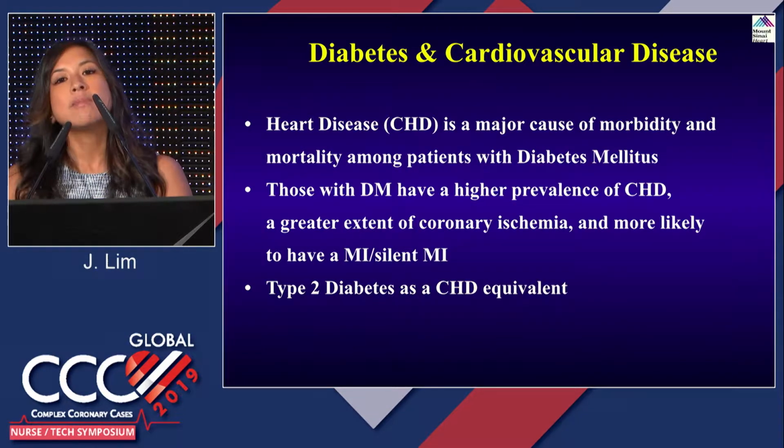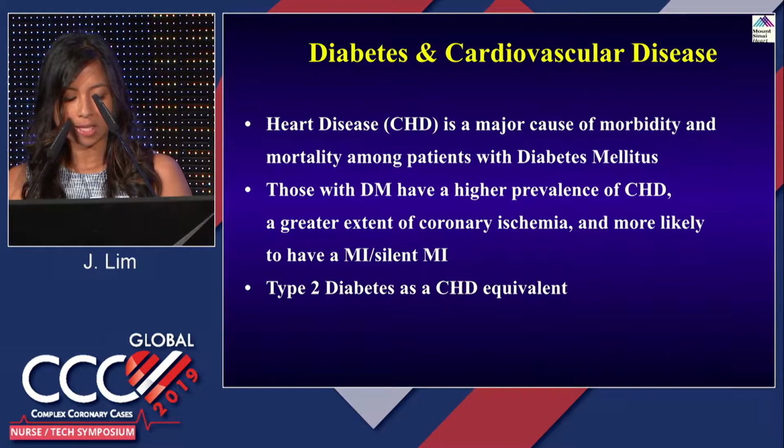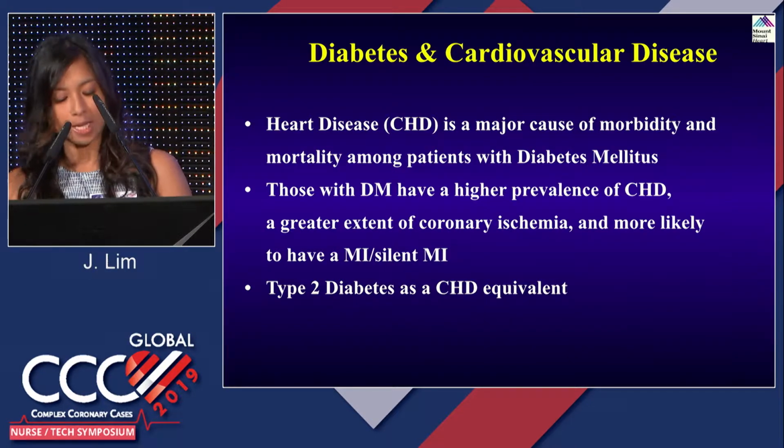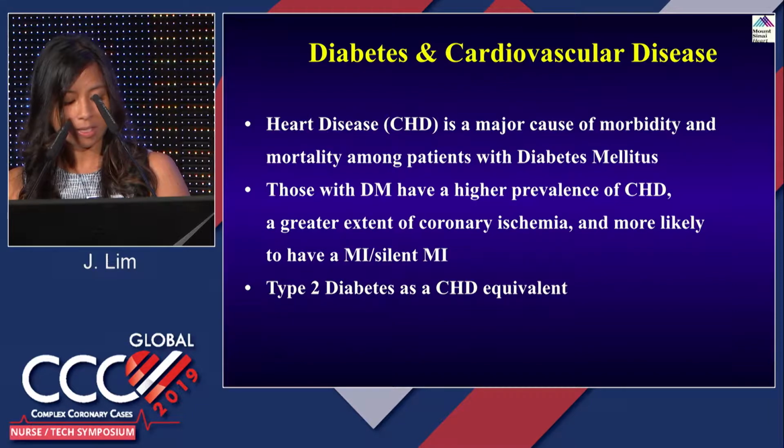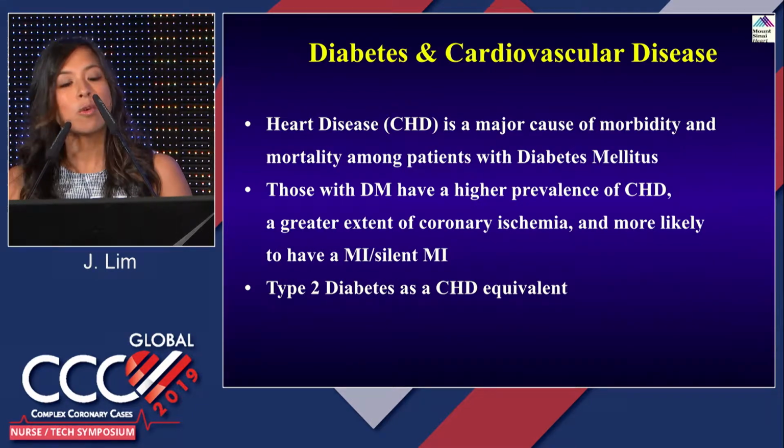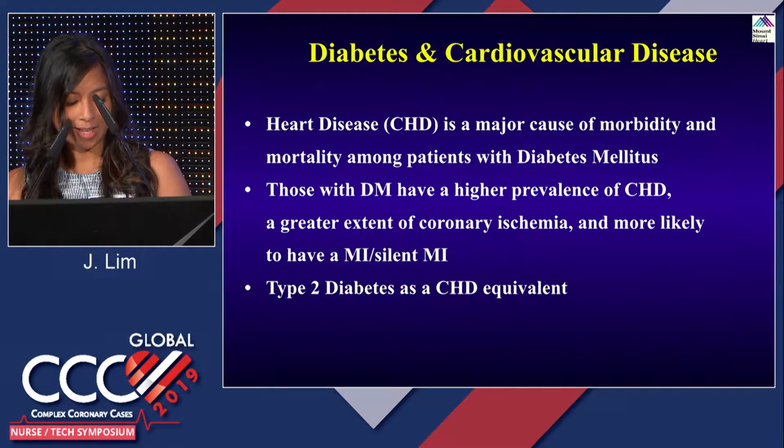How are diabetes and cardiovascular disease related? Heart disease is the number 1 cause of death in the United States, and heart disease is a major cause of morbidity and mortality among those with diabetes. Those with diabetes have a higher prevalence of heart disease, a greater extent of coronary ischemia, and are more likely to have an MI or a silent MI.